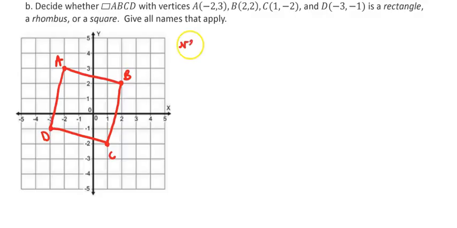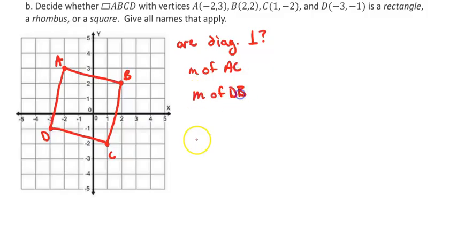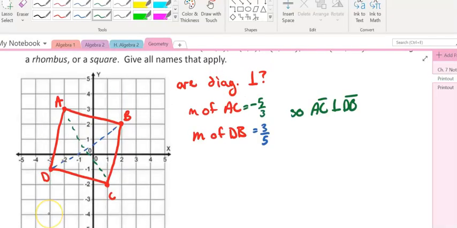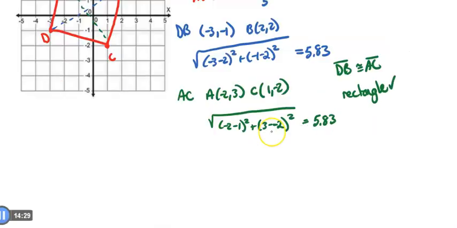So let's first say, are the diagonals perpendicular? So go ahead and find the slope of AC and the slope of DB. Go ahead and pause and do that real quick. Okay, so they are perpendicular because their slopes are negative reciprocals. So right there, since they are perpendicular, that tells me that it is a rhombus. Now let's check the distance of those 2 segments, AC and DB. Use the distance formula real quick. Pause the video and try using the distance formula to calculate this.